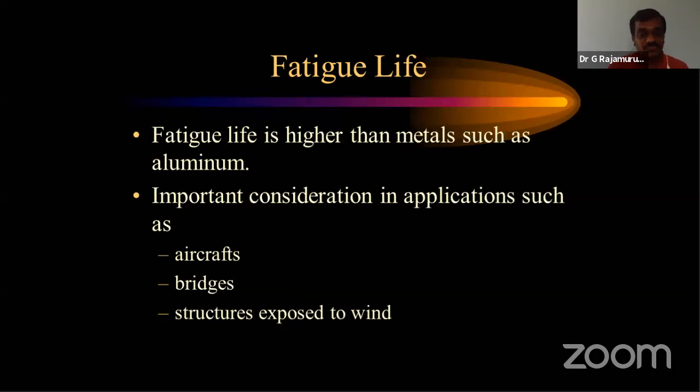And this is another important property for a composite material, that is fatigue life. So the fatigue life is higher than the metals such as aluminum. So when you use an aluminum matrix composite, you can expect very good fatigue strength in the material. And the important consideration in the application of this aluminum matrix composite is most probably in the aircraft industries, and the bridges and structures exposed to the wind. So if you are going to use windmill turbine blades, which are normally exposed to the wind, in those areas I can use this aluminum matrix composite as a product.